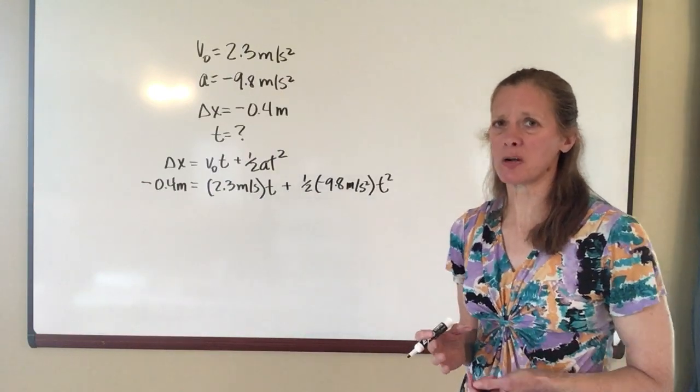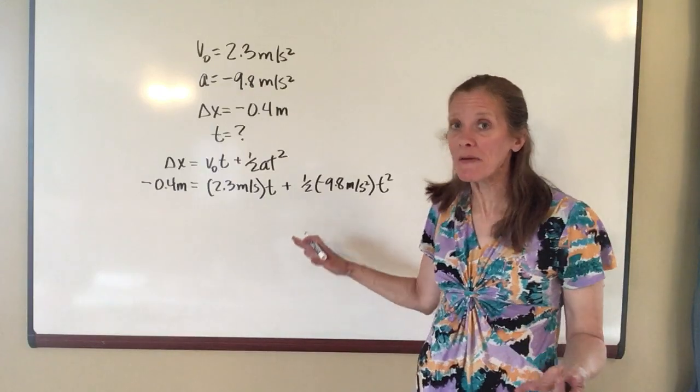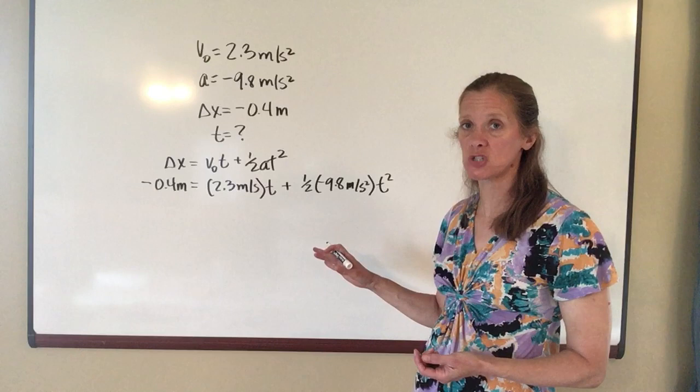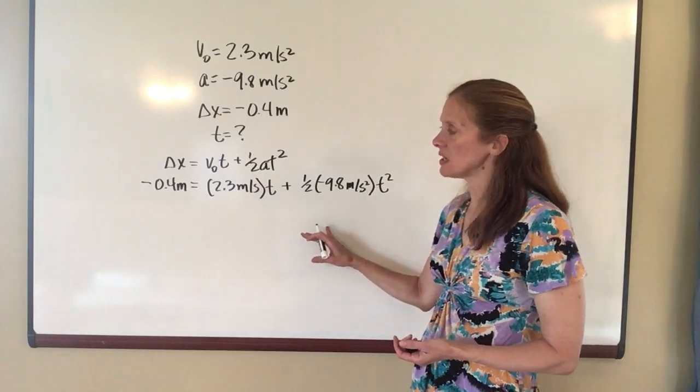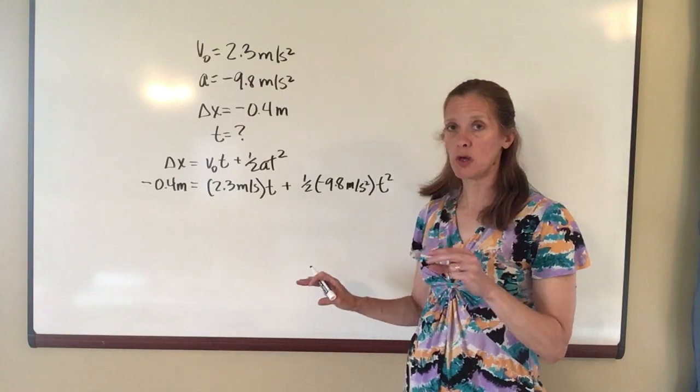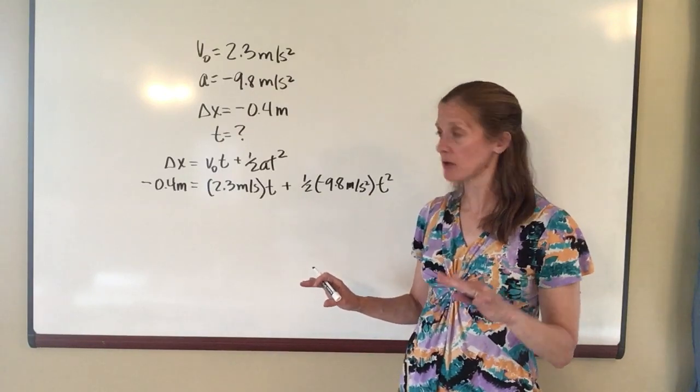Who wants to use the quadratic equation? Well, in this case, you don't have any other option. You have to use the quadratic equation. That's the only way to solve for t. So in order to do this, I'm going to rearrange this so it's in the form ax squared plus bx equals c. You remember that from algebra, I hope.